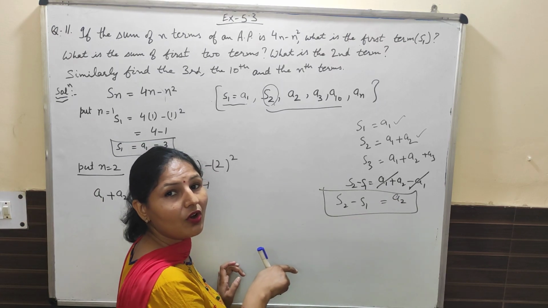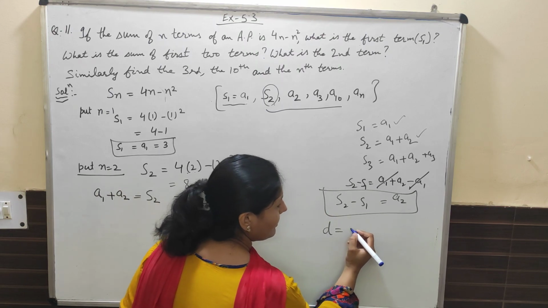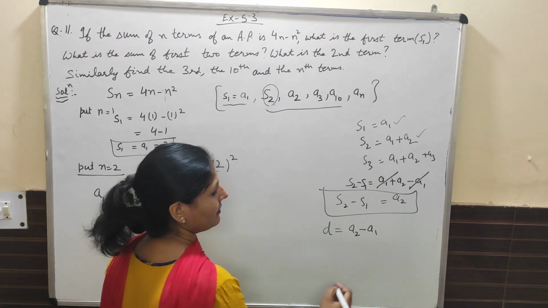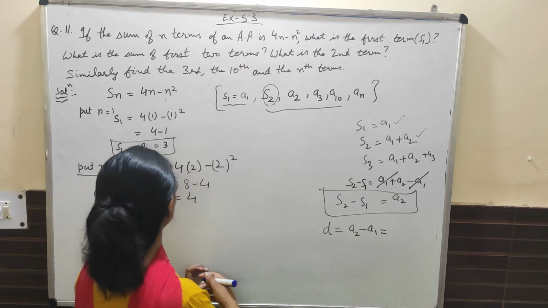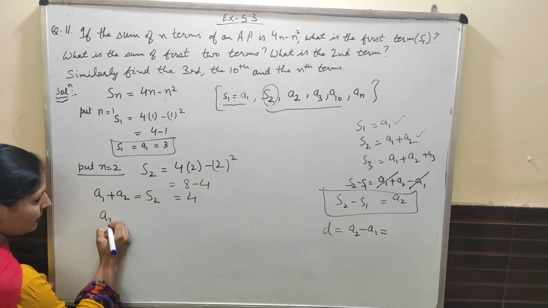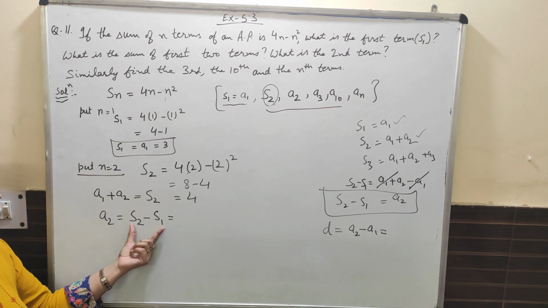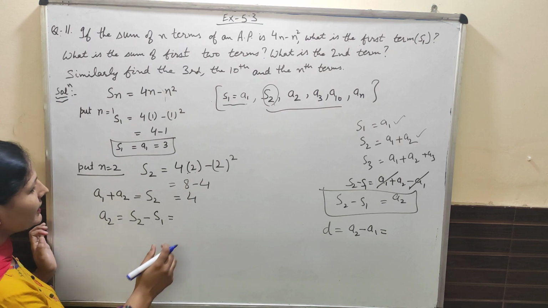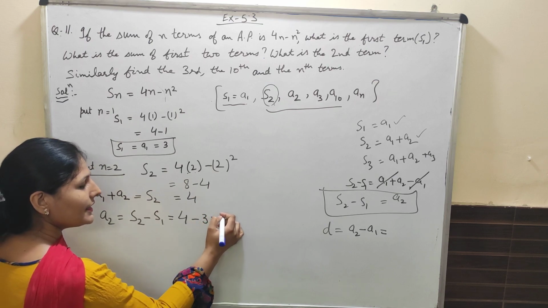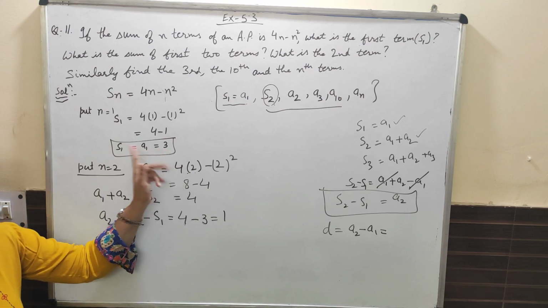Now we need to find the common difference here. Then D, how can we calculate it? It can be calculated by subtracting them: A2 minus A1. But first we have to find A2. For finding A2, we will do S2 minus S1. Is it clear why we did it? S2 is 4 and S1 is 3. Then we will get 1. Means A2 is equal to 1 and A1 is equal to 3.